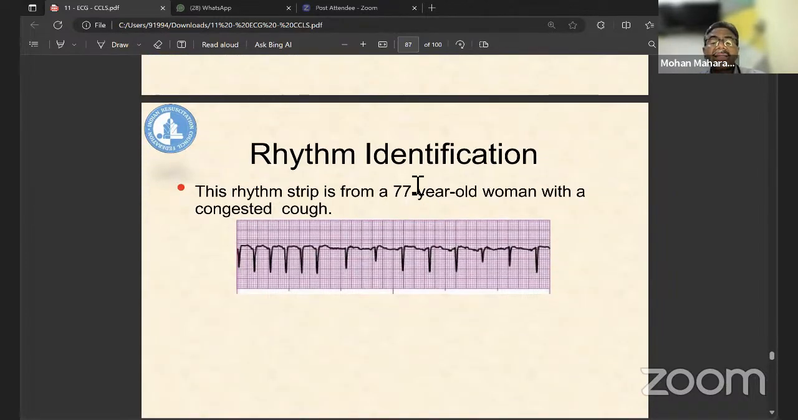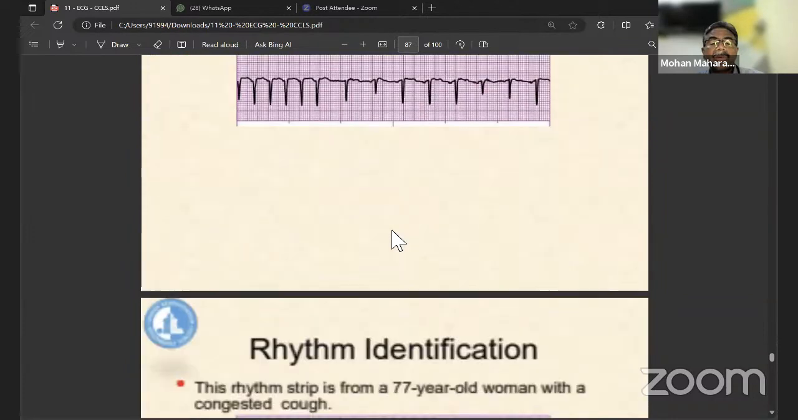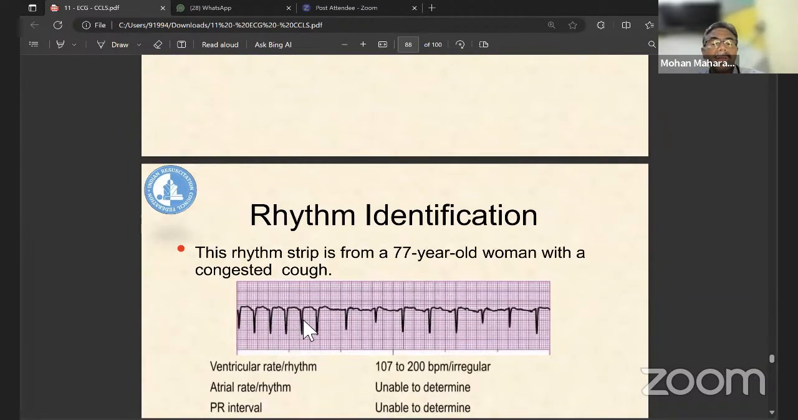The rhythm strip of a 77 years old woman with a congested cough. Please look at it. T waves. 107 to 200 depends on the size between these. When you calculate totally, then we know the rate differences. If you take 6 seconds and multiply with 10, that becomes easy. Or from here to here you take, it may be wrong. From here to here, it may be a very high tachycardia. That's the reason they have mentioned here 107, here it's almost 200.